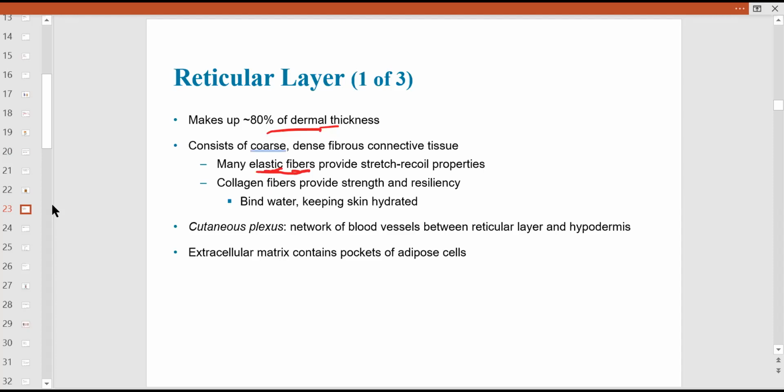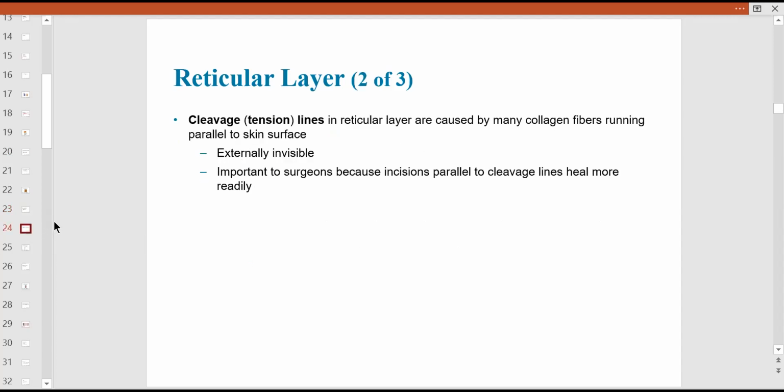So this is good. Cutaneous plexus is, whenever you hear plexus, it usually has something to do with networks of blood vessels or nerves. So we don't have to worry about that right now, right? So don't worry about cutaneous plexus or extracellular matrix in the dermis. Just remember the dense irregular connective tissue and the sebaceous gland and the erector pili and the nerves and the sweat glands and all that stuff. That's important. This looks like it's all from lecture too.